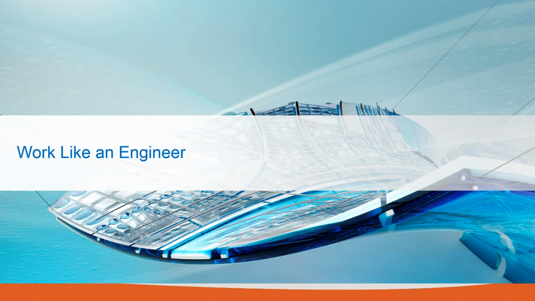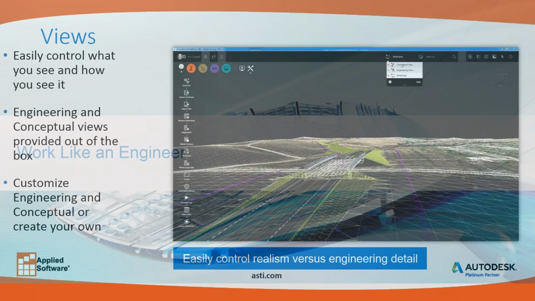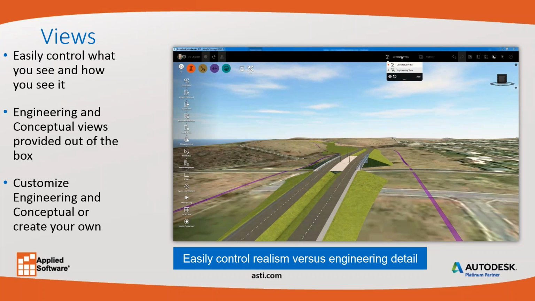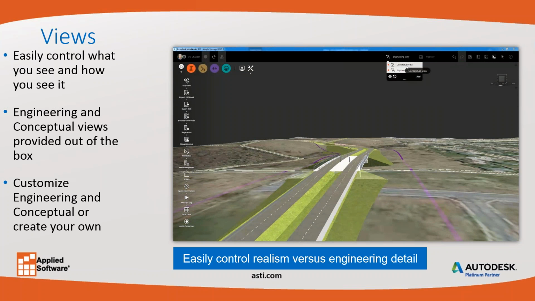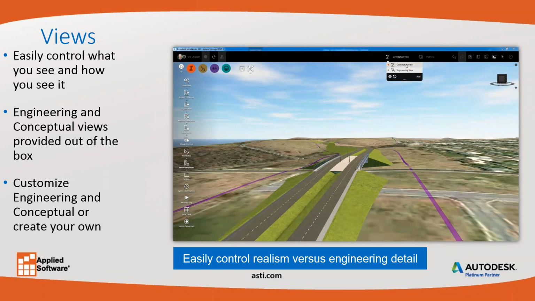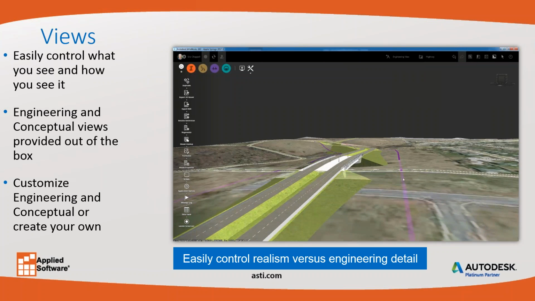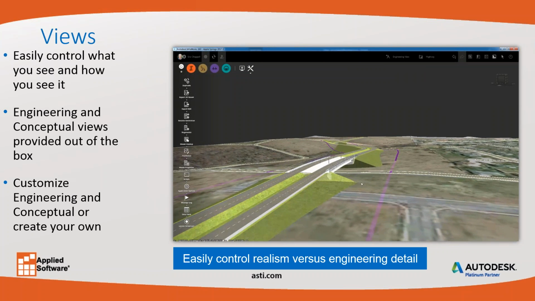So the first thing, again, working like an engineer. The first thing we want to be able to do is take a look at some of these things, and as you can see with my control here, I can go in and set up visual concepts in terms of how I want to view my site. So one of the things we're going to look at is how easily it is to control what you see and how you see it.